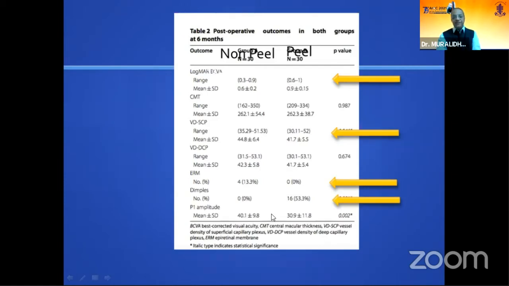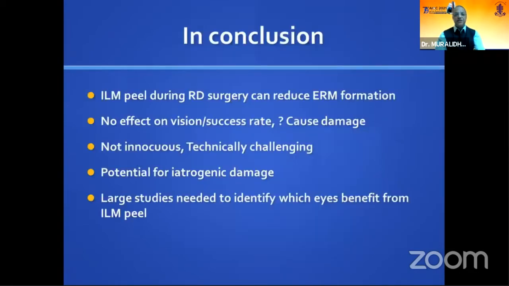So here there is evidence to say that there is a definite deleterious effect of the peeling on the retinal structure and the function. So in conclusion, ILM peel during RD surgery can reduce ERM formation, agreed, but none of these can affect the vision to a great extent, and peeling an ILM is technically challenging.